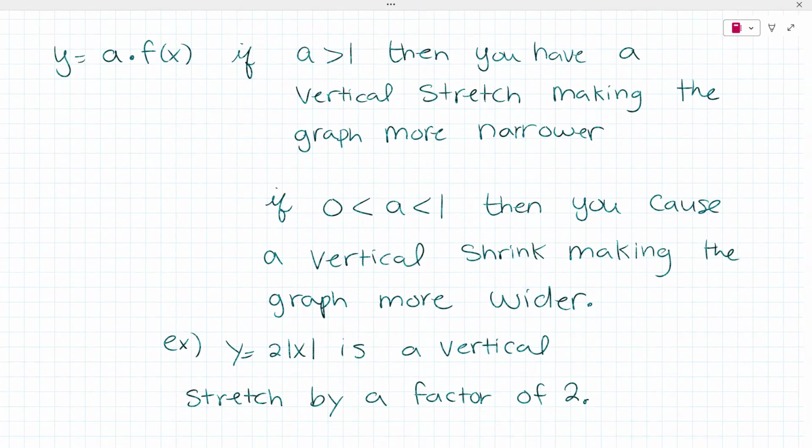So go ahead and write this on your notes. The a represents vertical stretch or vertical shrink. If the a value is greater than 1, then you have a vertical stretch, making it more narrow. If the a value is less than 1, but greater than 0, you have a vertical shrink, making the graph more wide. Okay.